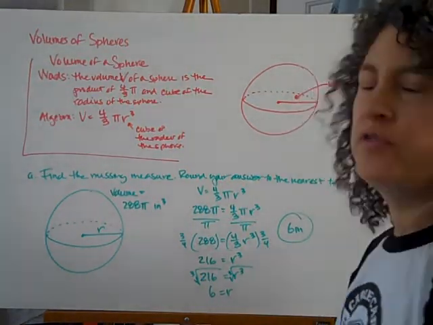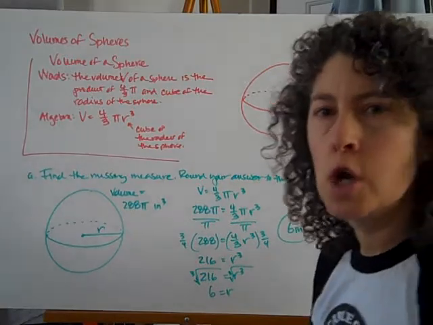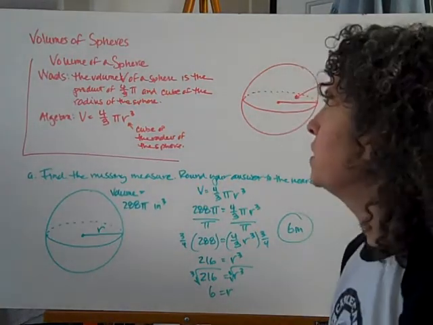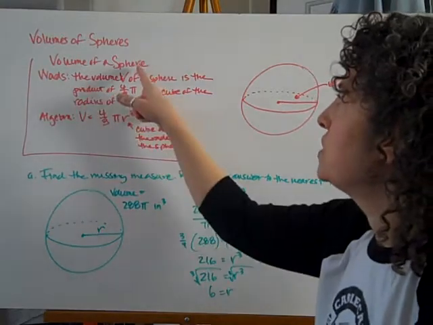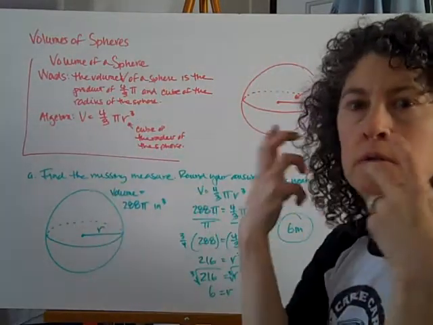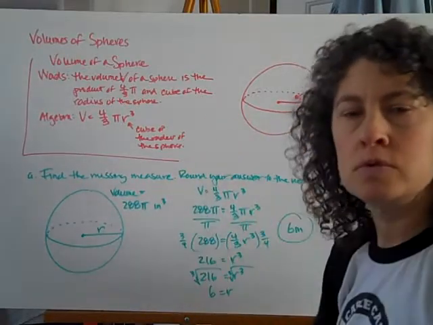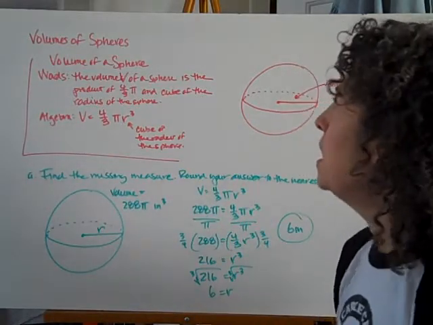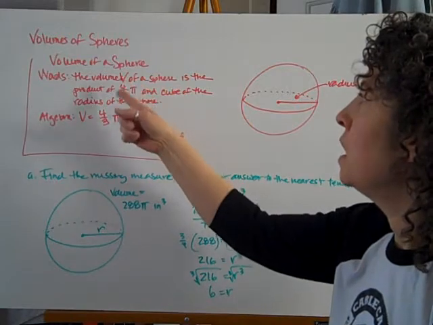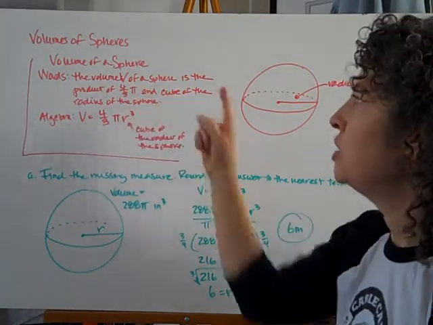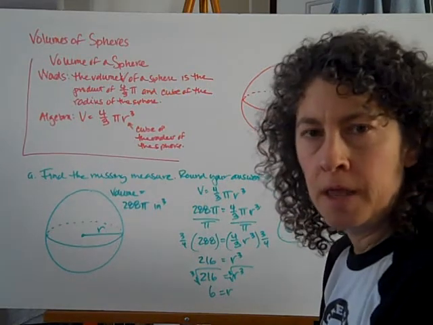Volumes of spheres. We've done cylinders, we've done cones. We're going to wrap it all up by talking about finding the volume of a sphere. A sphere is a ball, the moon, the planet Earth, anything round. To find the volume of a sphere, it is equal to the product of 4/3 pi and the cube of the radius of the sphere.